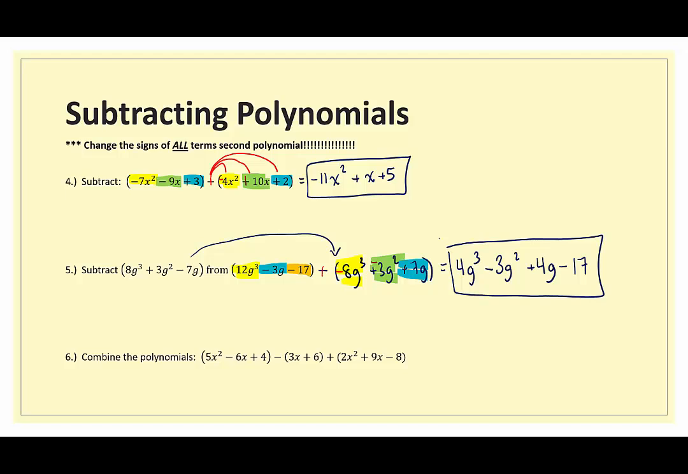All right, question 6, last question of this video. We've got a whole mess of things going on here. Let's start with the subtraction. So the subtraction is right in front of that binomial. We're going to change the signs of the terms inside the binomial.